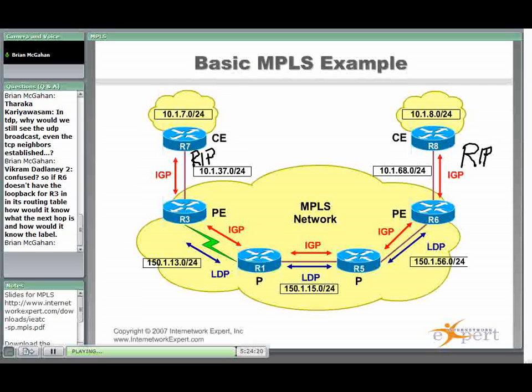Okay, so we can see we're receiving it in the fast Ethernet interface. RX, we received it. We're transmitting it out serial 2/1 with a label of 28. What this output is showing us is the label, the class of service, and then the time to live.